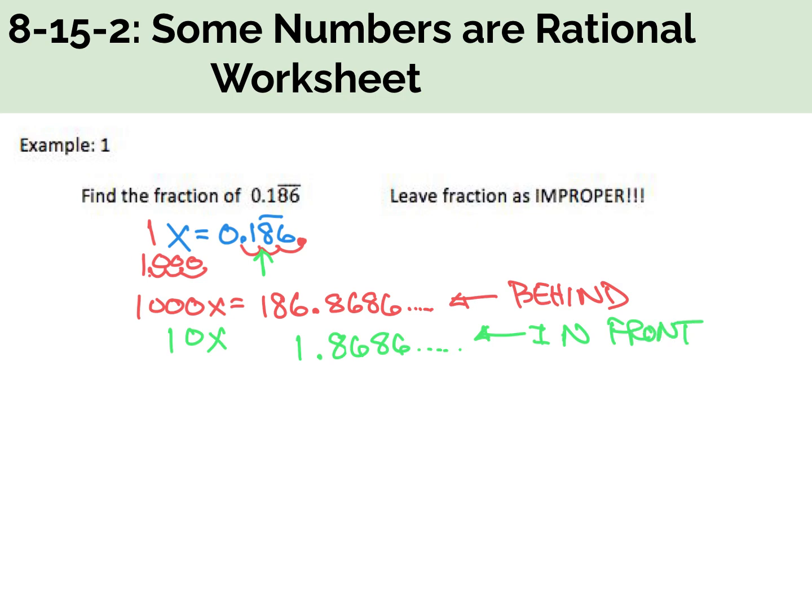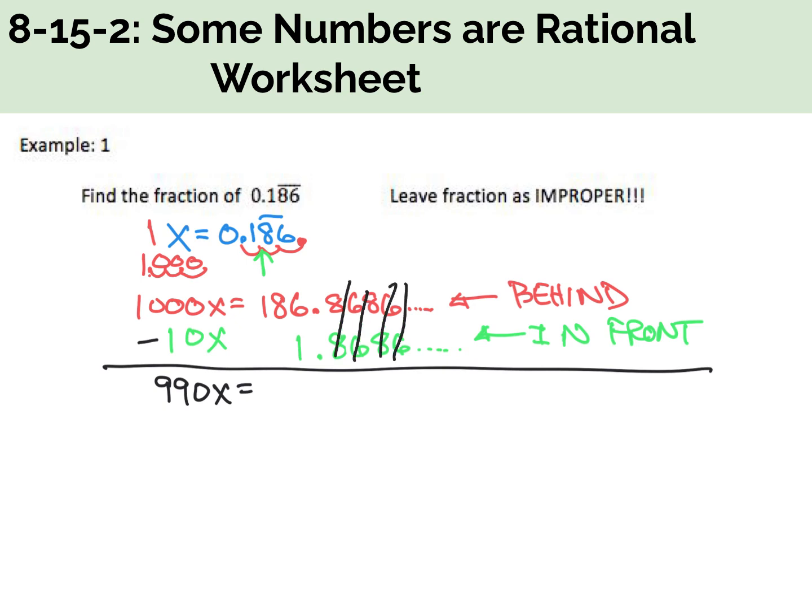Then we're going to subtract the behind minus the in front. So notice how it's the behind minus the in front. Let's grab our calculators. 1,000 minus 10, and that's 990x. Notice how the 86 at the end, all of these are 8686. If we subtract those off, that would make it 0, right? So really, we have 186 minus 1, which is 185.